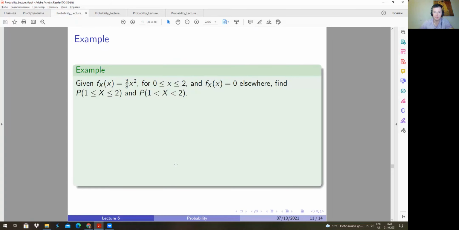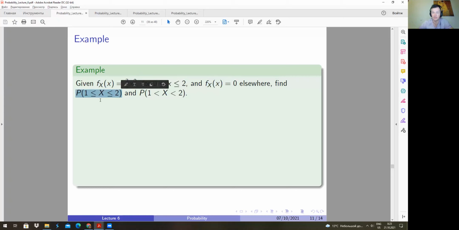Yes, we must have some examples here. Okay, so let's look at an example and try to understand how to apply this. Before, in the previous example, we had this probability density function, 3/8 x squared. We know that this function is defined for values of x between 0 and 2, and this PDF is 0 elsewhere.